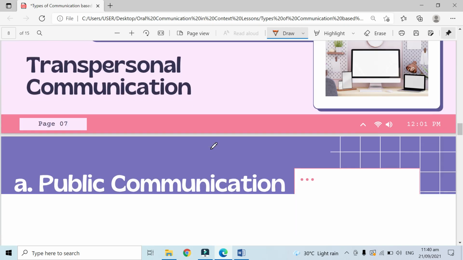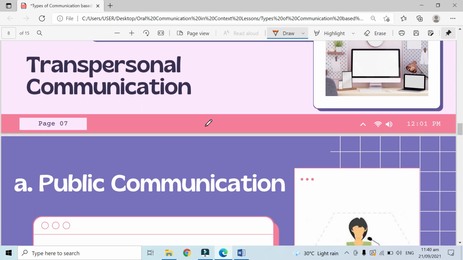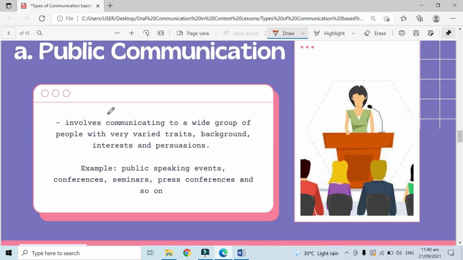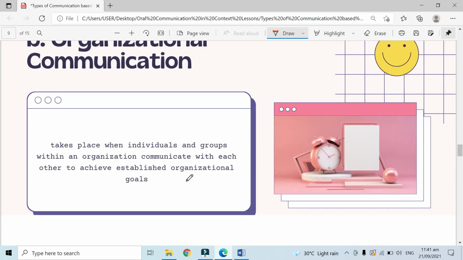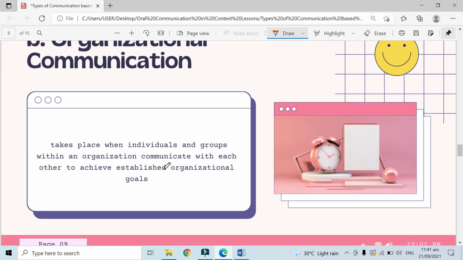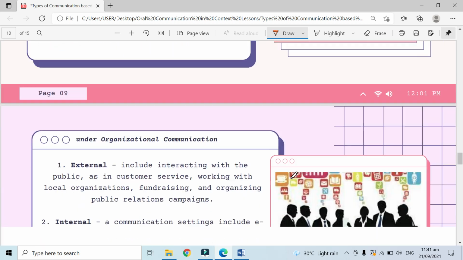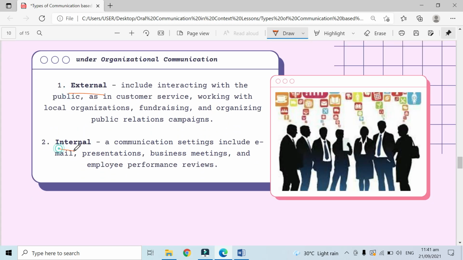Next, we have the transpersonal. Under transpersonal, we have public communication. An example is public speaking events, wherein the speaker is in front of an audience. So that is an example of public communication. Next is organizational communication. It takes place when individuals and groups within an organization communicate with each other. An example, we have external and internal.